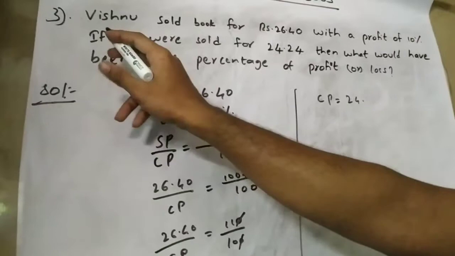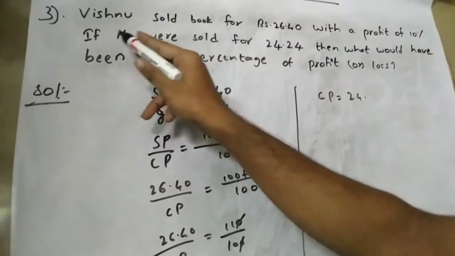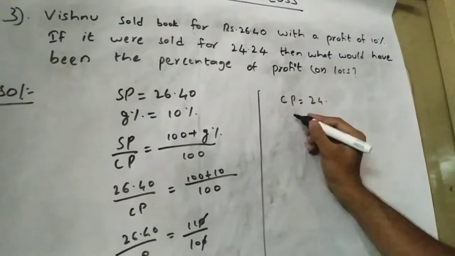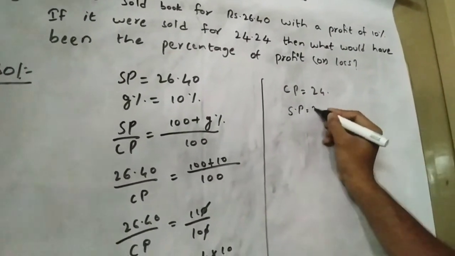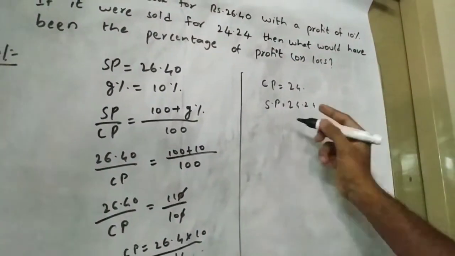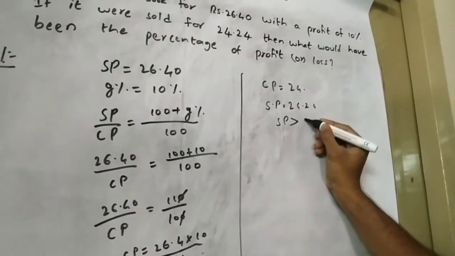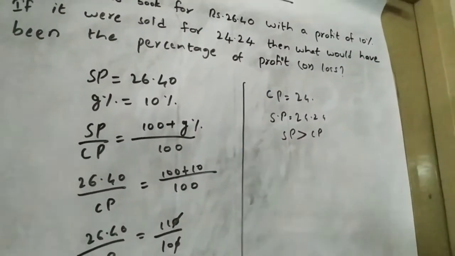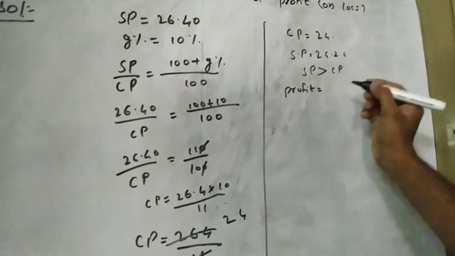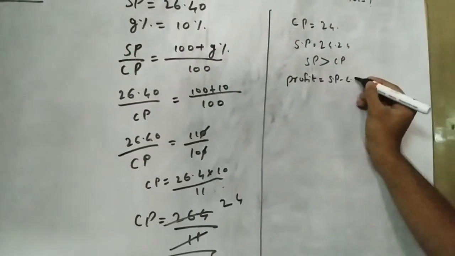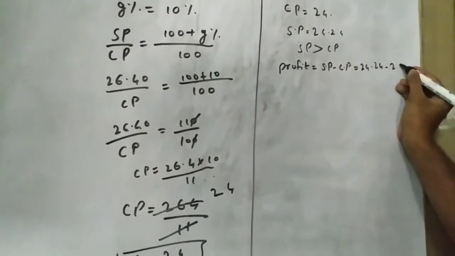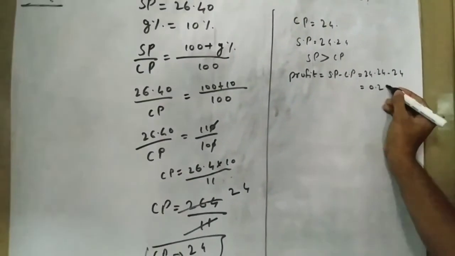Now see the second part of the question. Then they are telling if it was sold for rupees 24.24, then what would be the percentage of profit or loss? So as you know, now selling price is greater than CP. So obviously it is profit. Profit is equal to SP minus CP. That is equal to 24.24 minus 24. That is equal to 0.24.